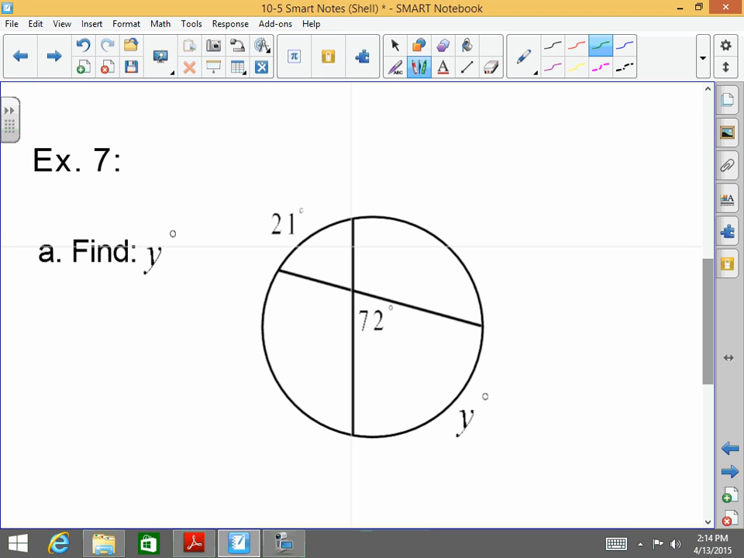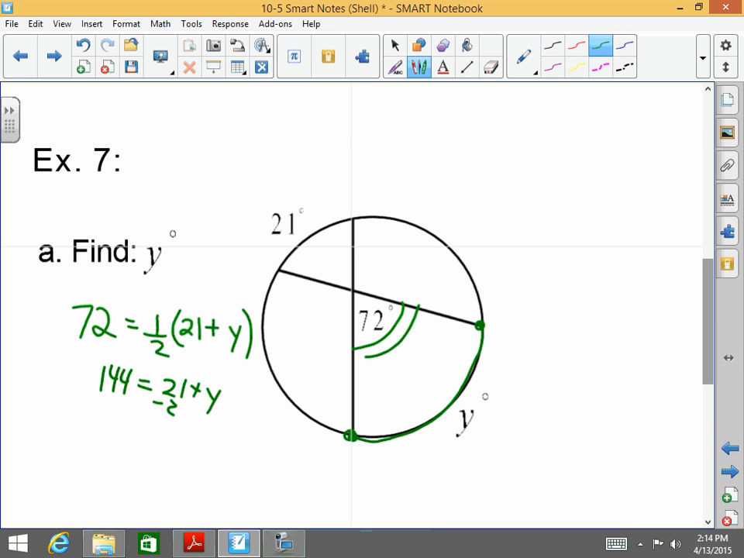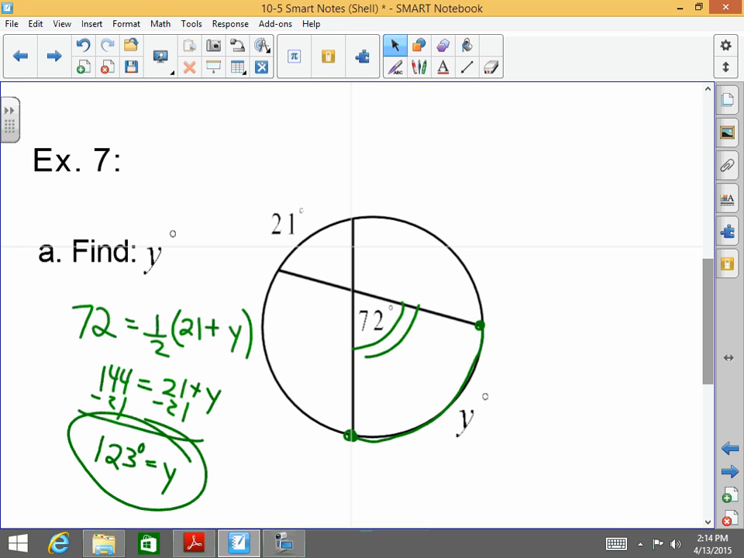I want to find basically this arc. It's a chord though, right? Now I know that my angle already is 72, so that center angle, those vertical angles, are 72. And that equals 1/2 of 21 plus, we're going to call it y. So multiply 2 to both sides, we got 144 equals 21 plus y. Subtract the 21, of course, and you've got 123 degrees equals y. So that arc would be 123 degrees, gentlemen.